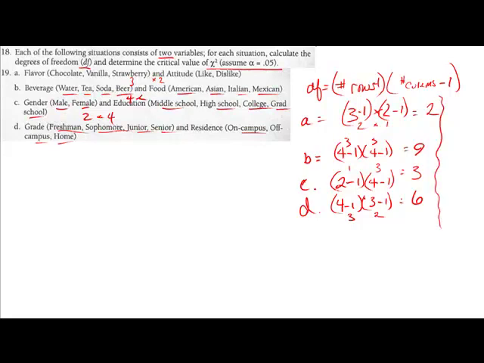Grabbing our chart and looking them up in the back. For 0.05, 2 degrees of freedom, that is 5.99. 9 degrees of freedom, that's a chi-square of 16.92. 3 degrees of freedom, 7.81. 6 degrees of freedom, 12.59. So that's our critical value. That's when chi-square is equal to 0.05.